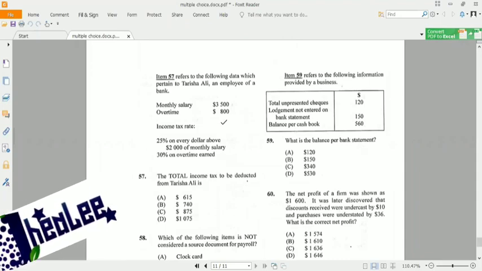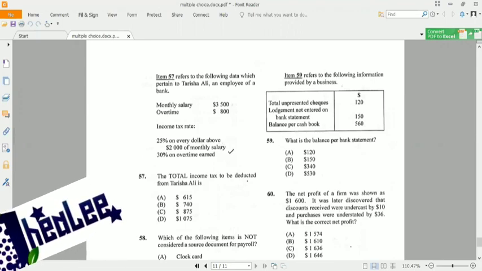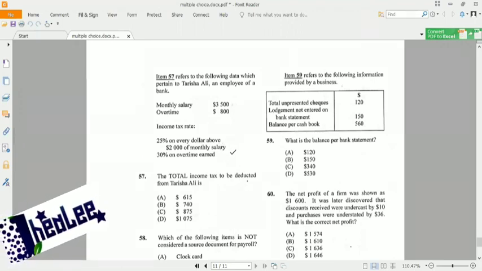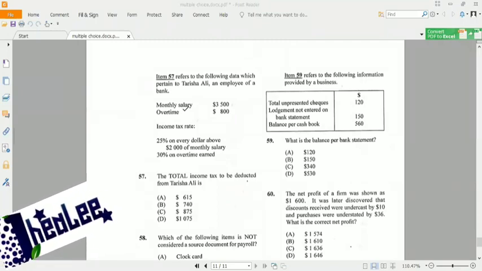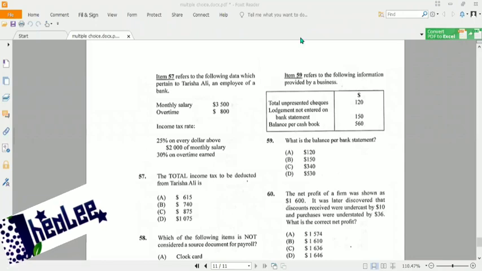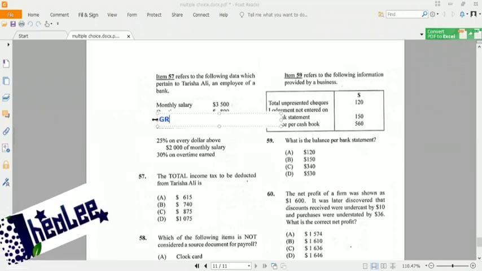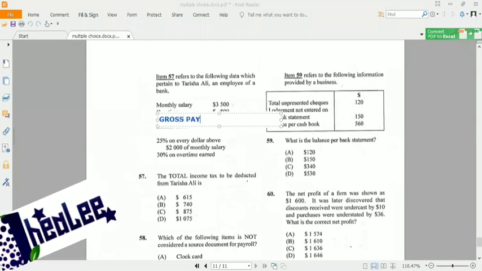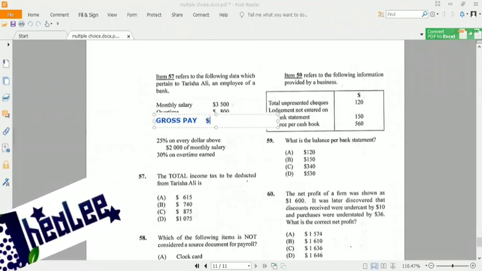So income tax rate is 25% on every dollar above 2,000 monthly salary. So what they're saying, anything above 2,000, they'll pay salary on that. Say monthly salary is 3,500 and the overtime is 800. It means that the gross pay is the 3,500 plus the 800, which would give us 4,300, right?